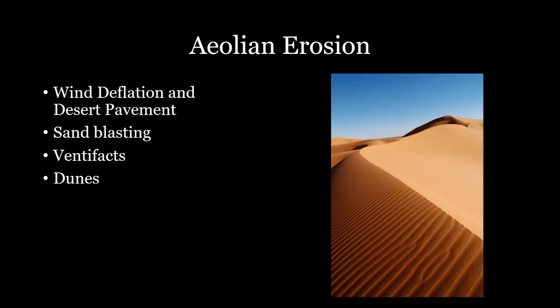Additionally, aeolian erosion creates dunes. So dunes are these mounds of sand that can develop in a desert region, and we're going to talk about dunes much more significantly in our desert lecture. So I'll save talking about that any further.